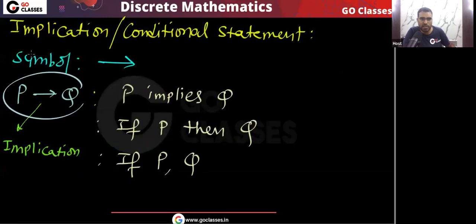So remember this implication arrow. This means implication. And how to read this in English? P implies Q, or you can say if P, then Q. If P is true, then Q is true. If P happens, then Q happens. Now, let me tell you a few more things about this P implies Q.